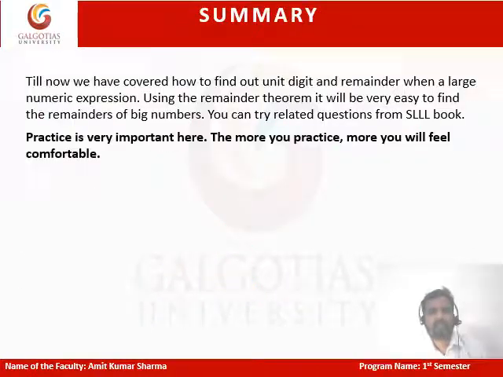7. Till now we have covered how to find out unit digit and remainder when a large numeric expression is given to us. Using the remainder theorem, it's very easy to find out the remainder of big numbers. And using the cyclicity way, it's very easy to find out the unit digit of the given numbers. Now the task for you is to practice more and more questions. The more you practice, the more comfortable you will feel. Practice is very, very important here.